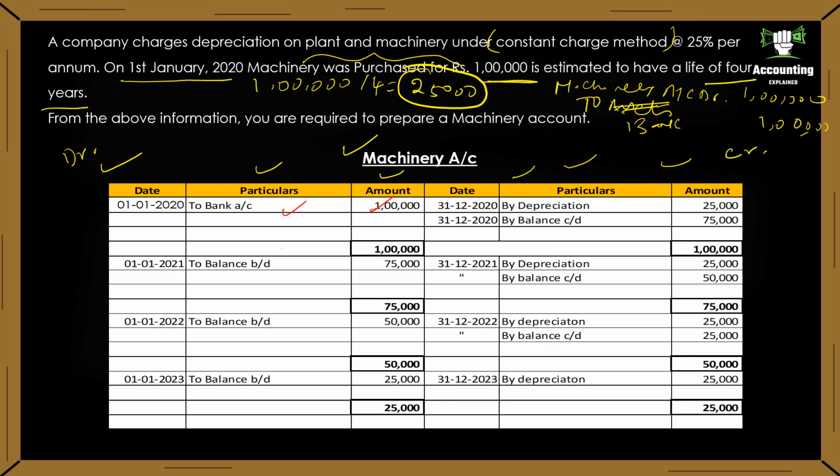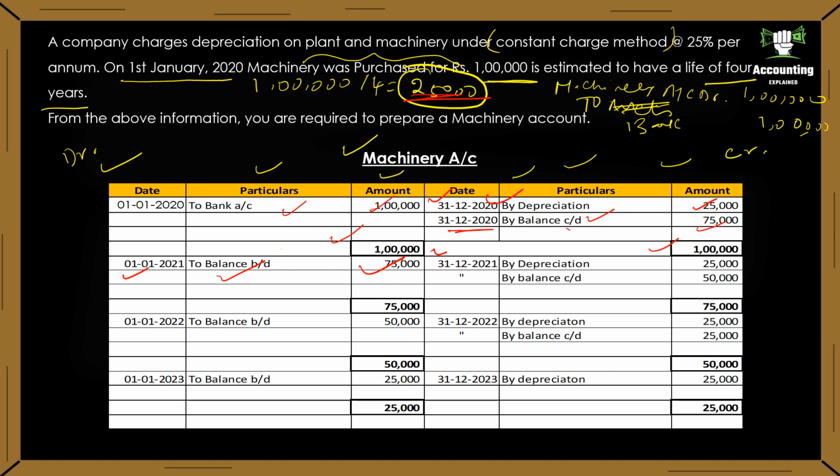Depreciation is to be charged every year, that is at the end of the year when the books are going to be closed. Here the end of the year is 31st December 2020. By depreciation the amount is 25,000, that is constant for all the years. On seeing the debit side is more, you take the total on both the sides. By balance carried down on the same date, 75,000. This balance next year will be brought down on 1st January 2021. It will be to balance brought down 75,000.